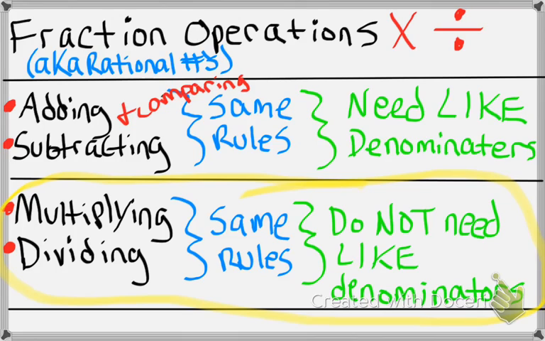Your lifeguard perspective is, in general, multiplying and dividing have the same type of rules, meaning they do not need like denominators. They're welcome to have like denominators, but it's not mandatory. So that's what we're going to work on. We're going to do some examples of multiplying and dividing. We're going to multiply first, and then we'll talk about dividing, and I'll give you a hint right now. You may already know this.